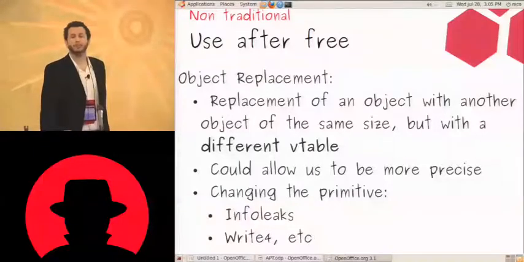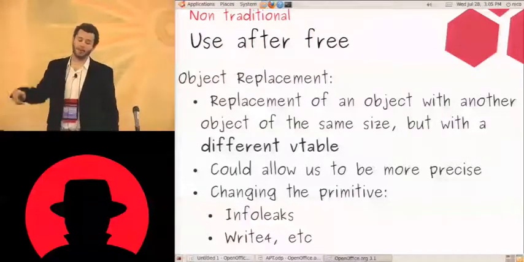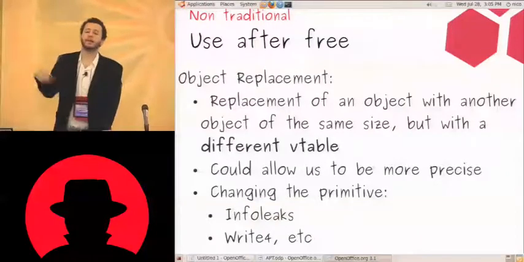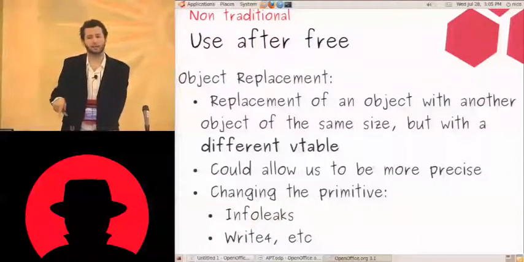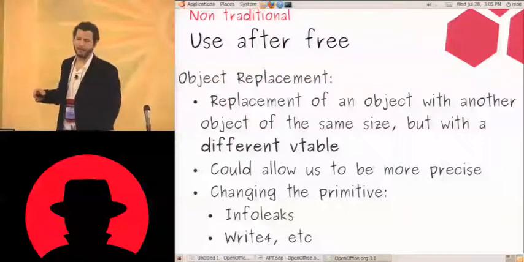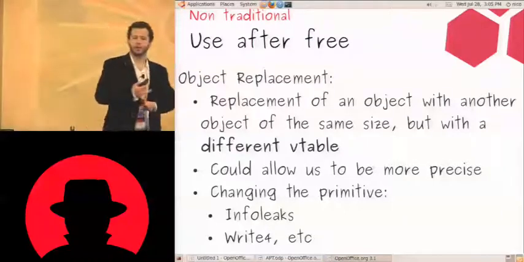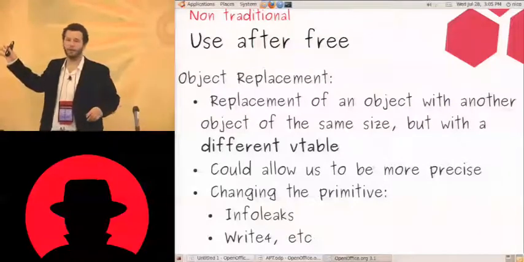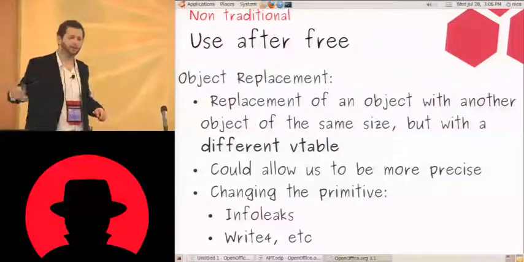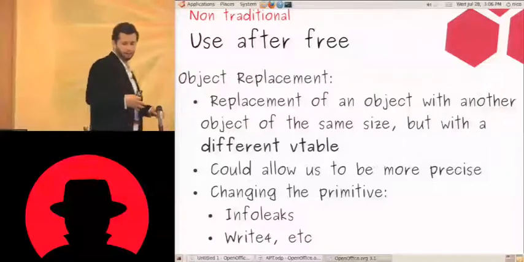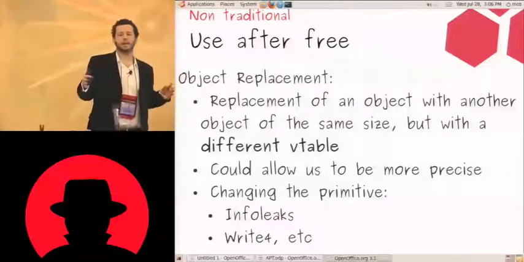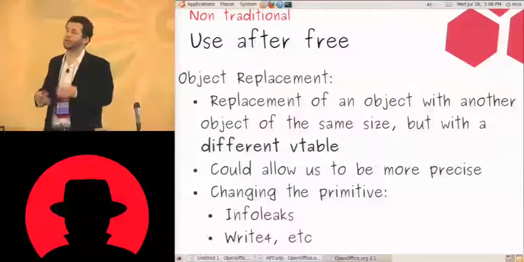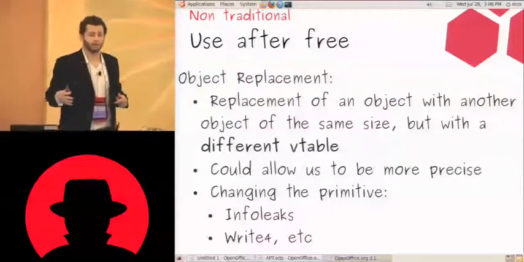Basically, instead of just replacing it with a string, we're going to replace it with a different object of the same size, but with a different vtable. It's not easy, but it's possible. This would allow us to be more precise because we are not just jumping into a random heap array. We are actually using another vtable for different stuff. The interesting part is that we'll either get direct execution or be able to change the primitive, and that's a good thing.